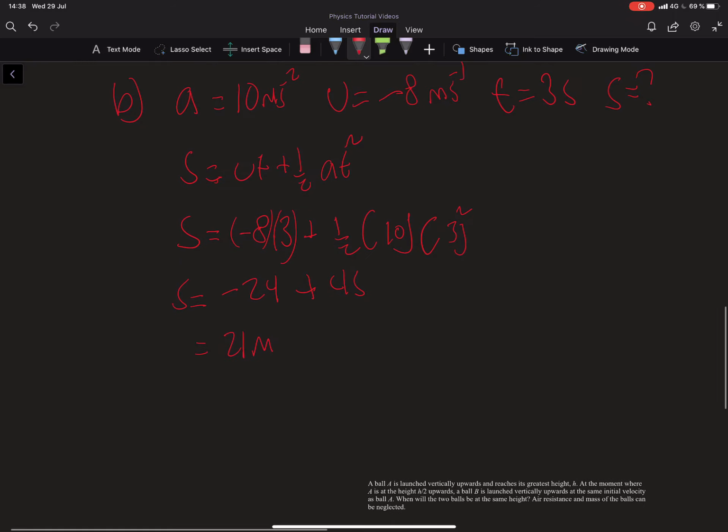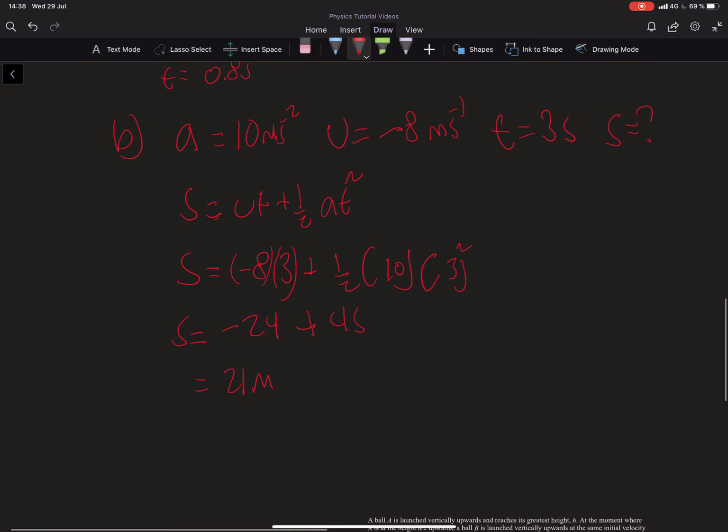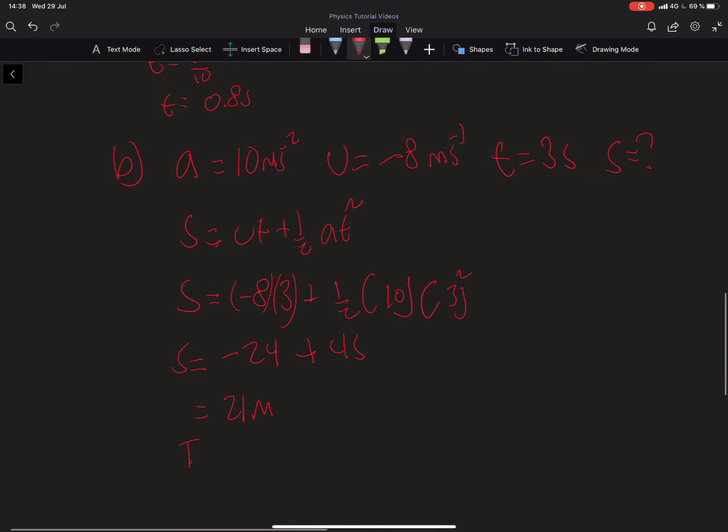Therefore, the height of the cliff is 21 meters. Great. Now we have that solved.